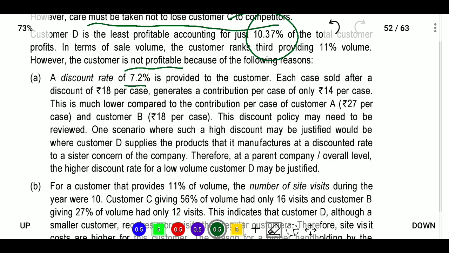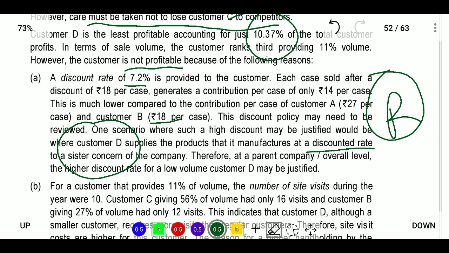And we compare that with customer B, who gives 18 rupees per case. This discount policy may need to be reviewed. Then there is one scenario where such a high discount may be justified, where customer D supplies the product that it manufactures at a discount rate. Maybe this person D is a sister concern, and that way he is getting more discount than B. Therefore, at the parent company level, a higher discount rate for a lower volume customer may be justifiable.